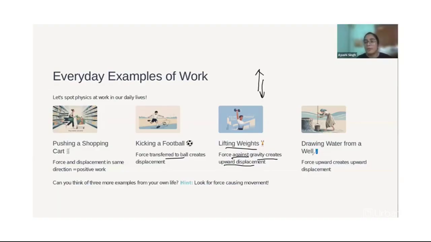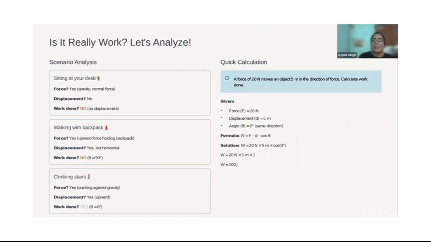And drawing water from a well. So force upwards creates upward displacement. You are putting force upward and the bucket will come out. So you can think of more examples like this, and just let me know in the comments what more examples you can think of. Okay, now let's talk about how it really works. Let's analyze it. So if you're sitting on a desk, force is there.